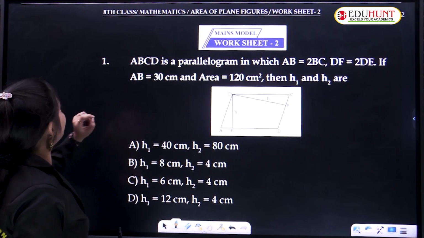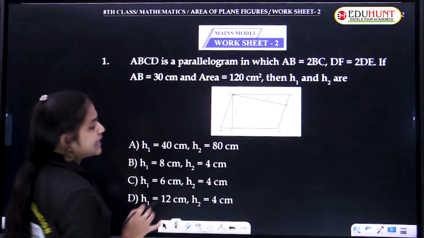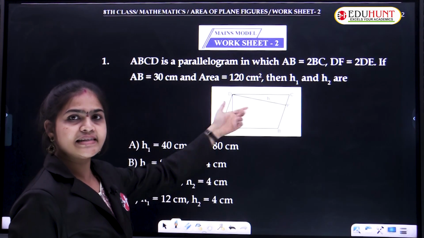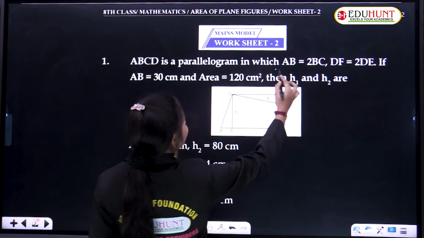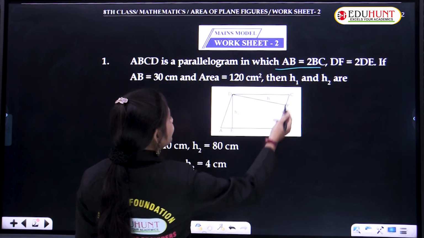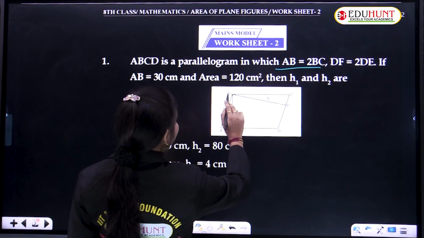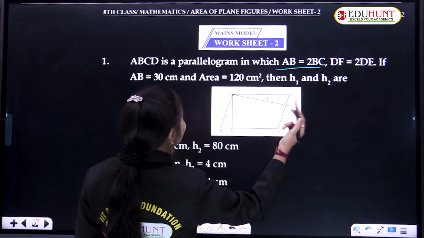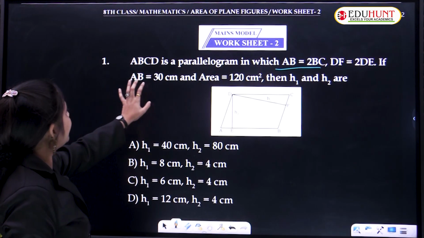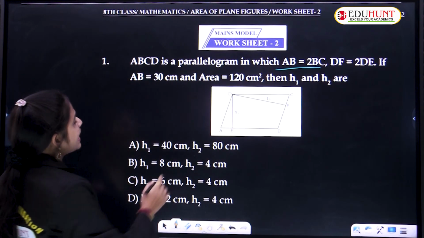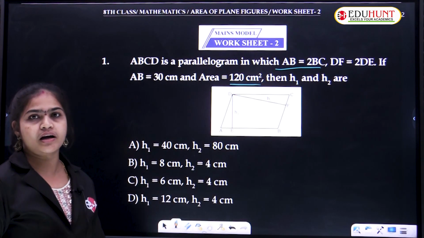See here, from that worksheet, the first question is: ABCD is a parallelogram. The diagram is given, clear? In which AB is equal to 2 times BC, and DF is equal to 2 times DE. And if AB is equal to 30 centimeters and the area is equal to 120 centimeters square, then H1 and H2 are?